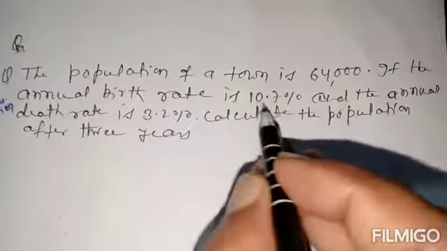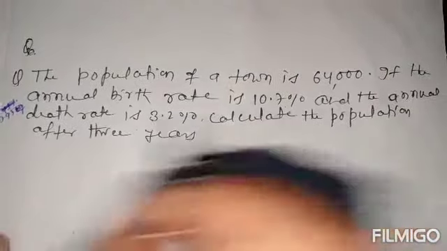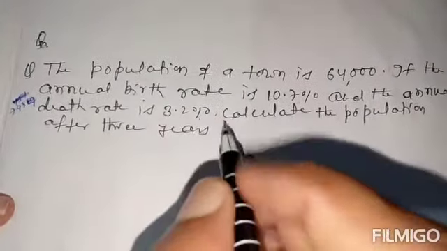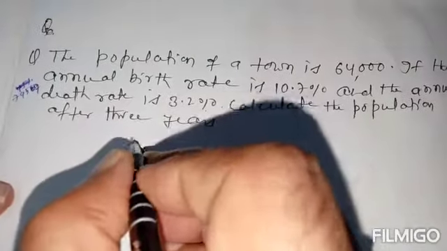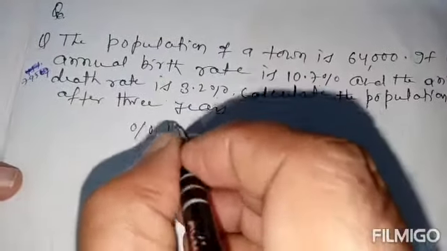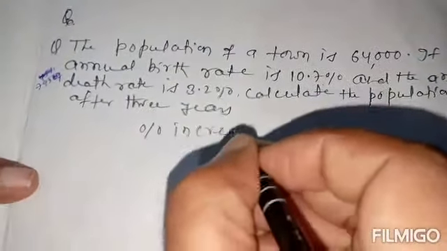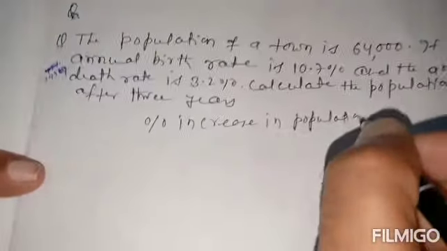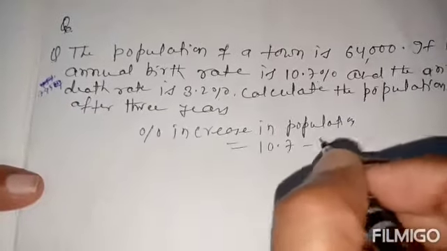Next question is: the population of a town is 64,000. If the annual birth rate is 10.7% and the annual death rate is 3.2%, calculate the population after 3 years. The percentage increase in population is equal to 10.7 minus 3.2.